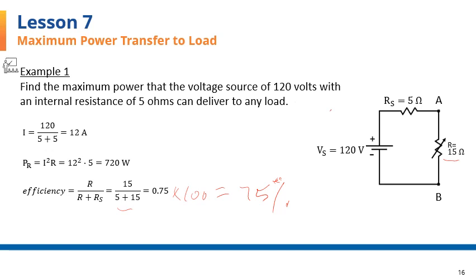However, the power transfer to this load is only 540 watts compared to the maximum possible power transfer at 720 watts, which was found earlier, shown here. As the load resistance increases, efficiency approaches 100%, but of course the power transfer will go down at the same time.